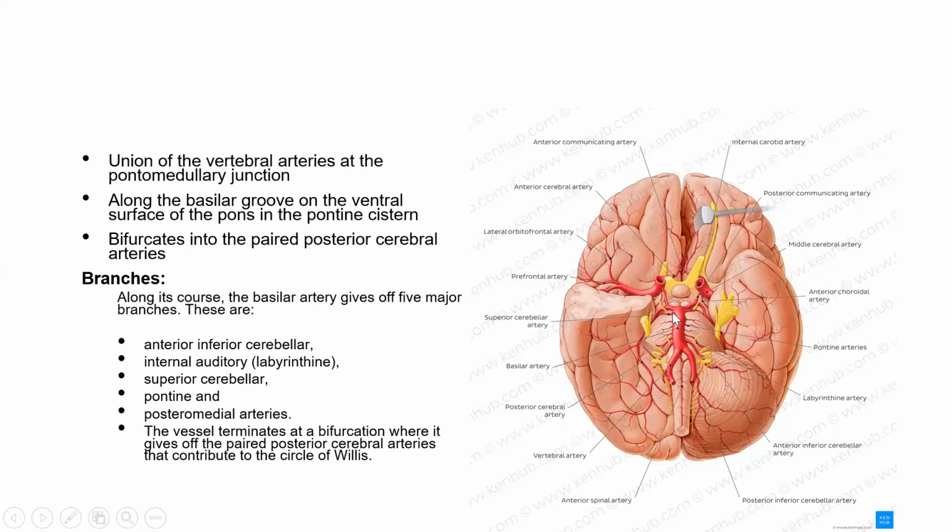I think I have more pictures for you. And then if you follow it, you can see this is the labyrinthine artery, and the anterior inferior cerebellar artery is coming off over here. Okay, and then the posteromedial arteries and the pontine arteries, and they terminate at the bifurcation where they give off the paired posterior cerebral arteries.